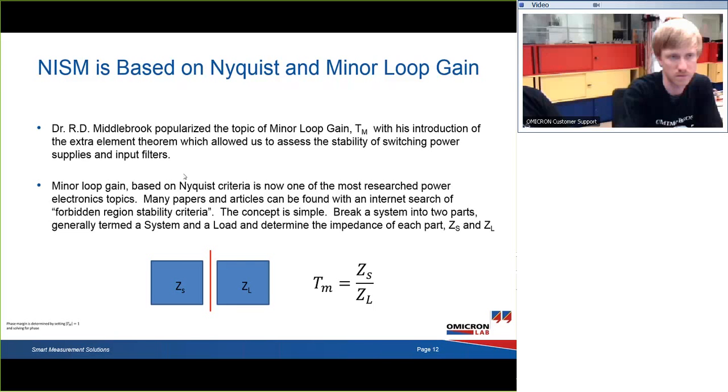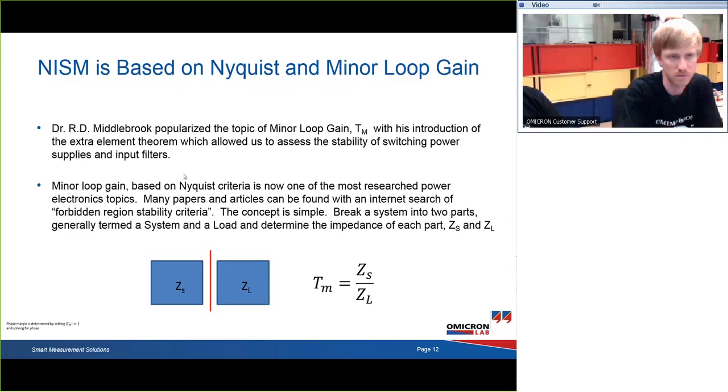Minor loop gain is based on Nyquist criteria, and it's currently one of the most researched power electronics topics. You can find many of these articles by doing an internet search on a topic called Forbidden Region Stability Criteria. The concept is very simple. We break the system into 2 parts. We measure the impedance of the left circuit, we measure the impedance of the right circuit, and then the loop gain is measured as the ratio of ZS over ZL.